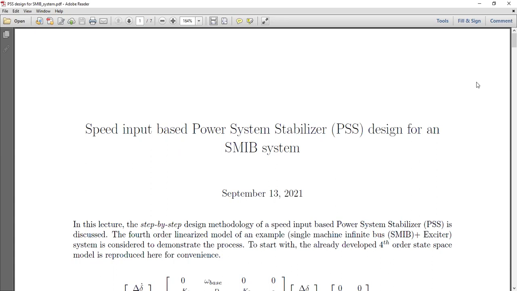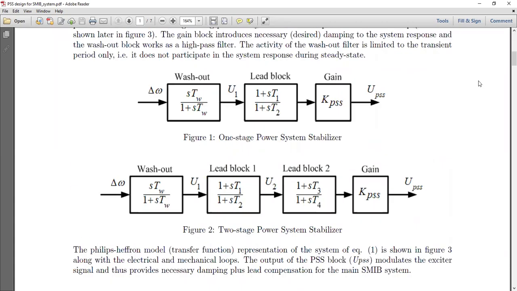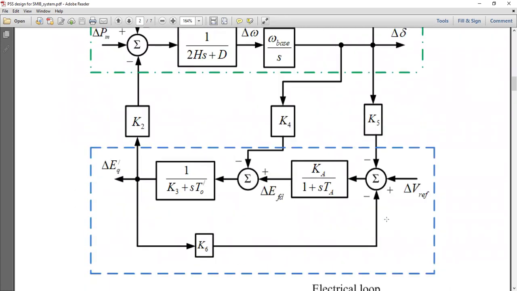If the gain of the exciter block, or the automatic voltage regulator block, is not that high, I mean, if we look at this block specifically, so this is the block. If this gain Ka is kept at a very low value, then there won't be much trouble with small disturbance stability. But as we said, we want this gain to be high to achieve a good steady state response. That's why we kept it high.